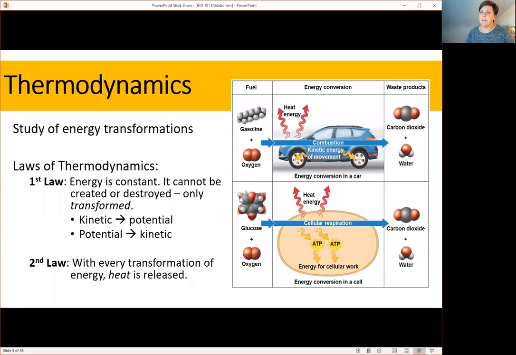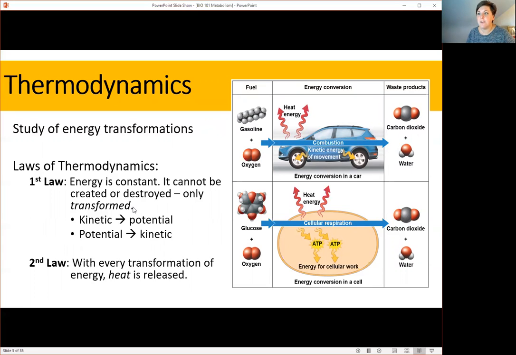Before we move on, it's important to understand a little bit more about energy. The study of energy, its states, and the transformation of these states is called thermodynamics. Essentially, how do we go from kinetic to potential energy and potential to kinetic energy? And what happens when we do? For this course, there are two relevant laws of thermodynamics.